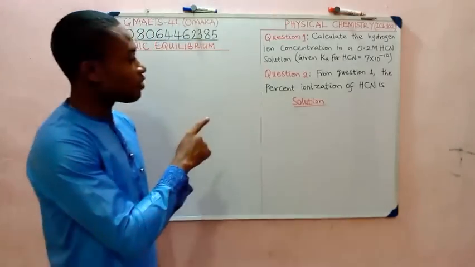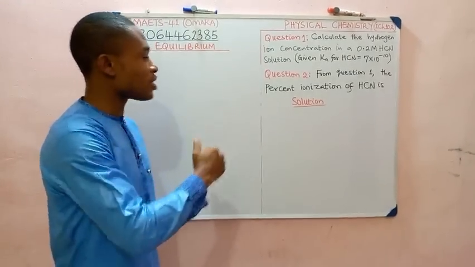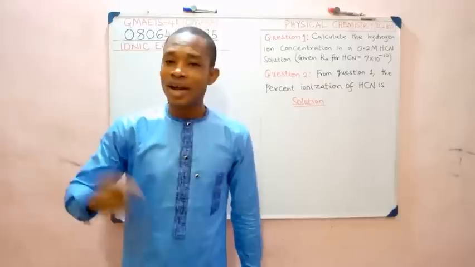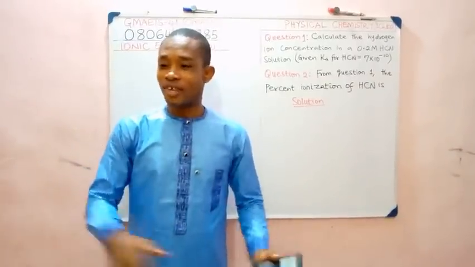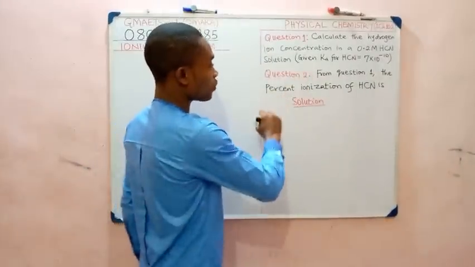that is the dissociation constant or ionization constant. The second part of the question, from question 1, is: the percent ionization of hydrogen cyanide is? We don't know, so we want to find out. We want to get a value and see what that would be. So let's walk through this and see.